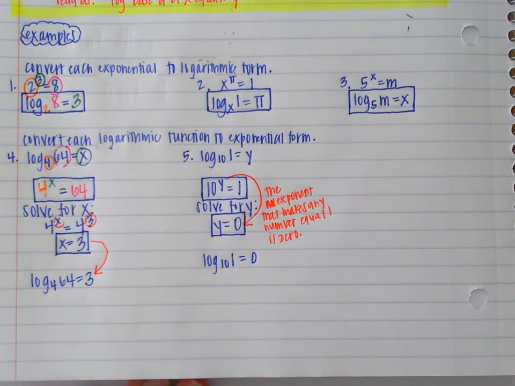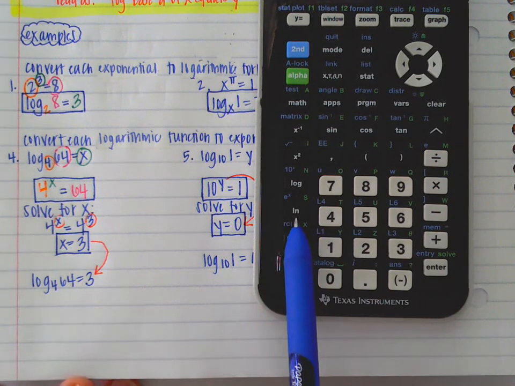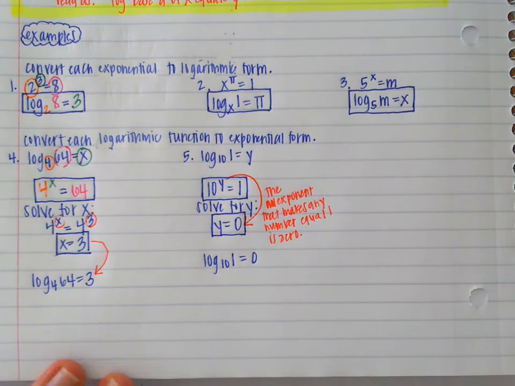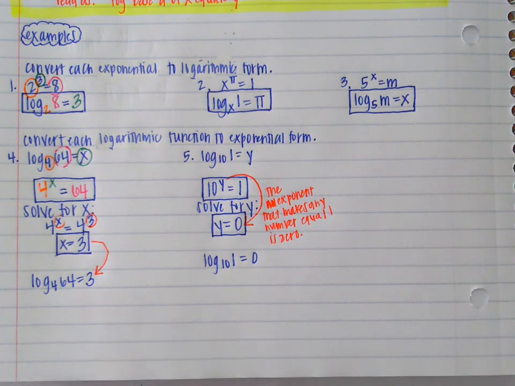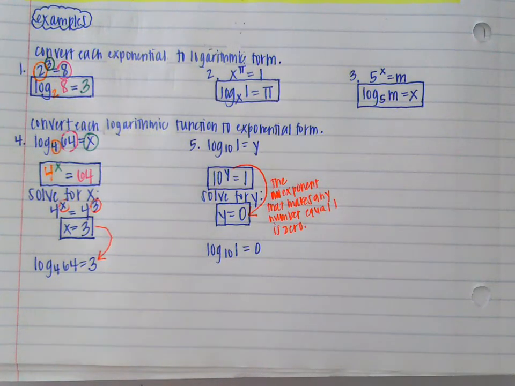Now, log base 10 is actually a really important log. It's called our common log, and our common log is on our calculator. If you look at our most common buttons for logs, we have log and ln. We're going to get to ln in literally a minute. Log is called a common log. Anytime you have a base of 10, that's called a common log. I'm going to get to that in a second.